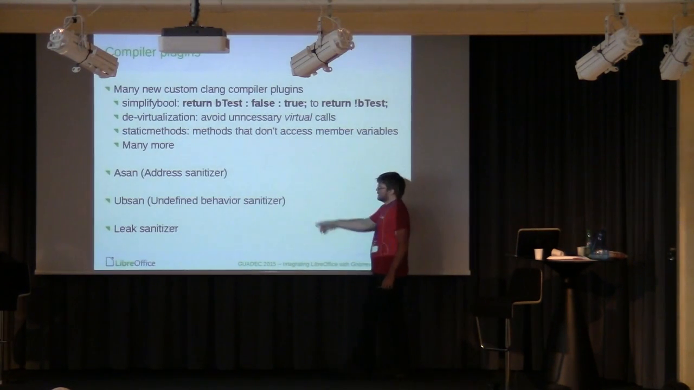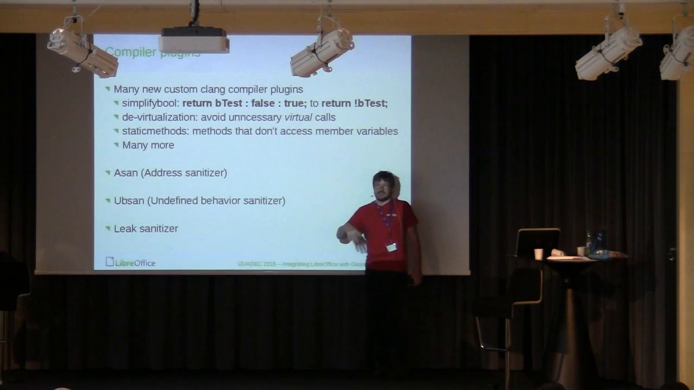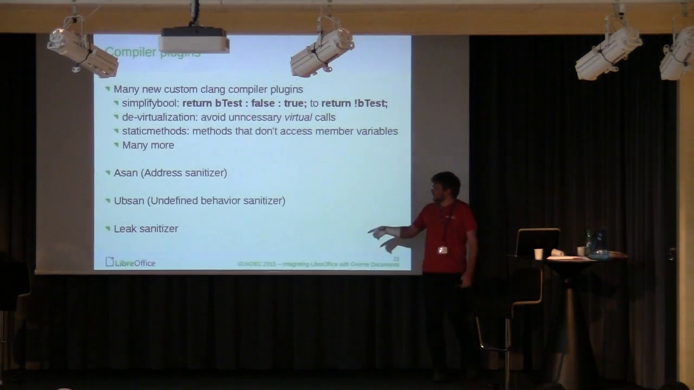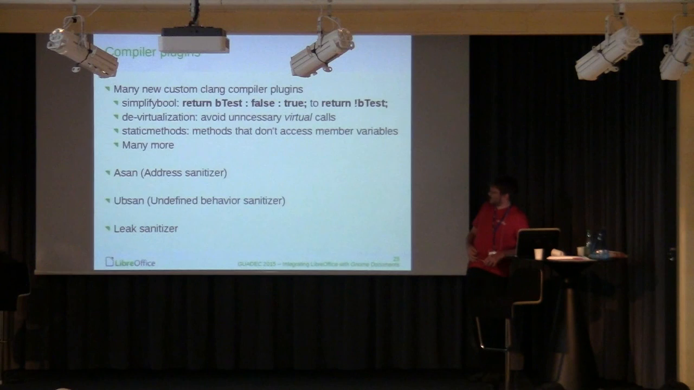We use a lot of address sanitizer, even with our 78,000 documents. Undefined behavior sanitizer, Stefan did a lot of work there, finding integer overflows and a lot of other stuff. I've only seen how the commits are flying by. We did some work with leak sanitizer, finding some of the memory leaks. There's quite some work left. If you want, you can join there. It's a tedious task.